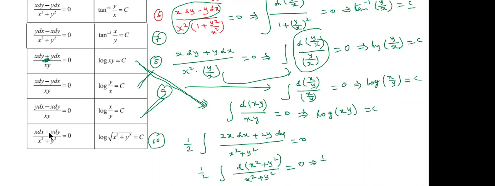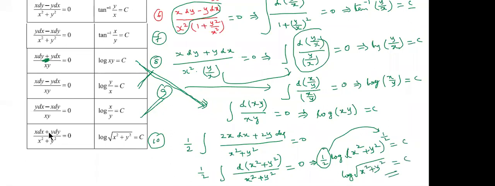What is the formula? 1 by 2 into log f of x. That means log of x square plus y square is equal to some constant. This 1 by 2 is sent to the power. Here you will get now logarithm of under root x square plus y square is equal to c. Students, how I am converting? All of you understood now? Right.